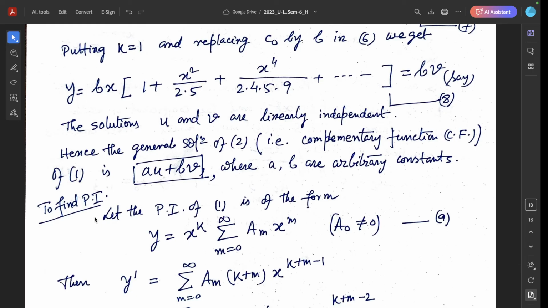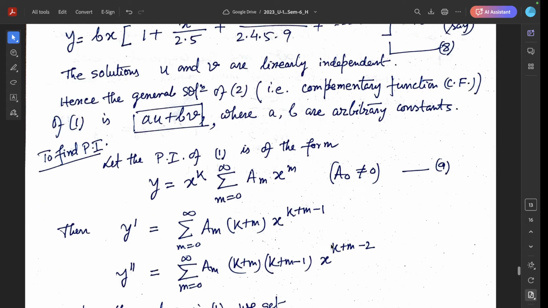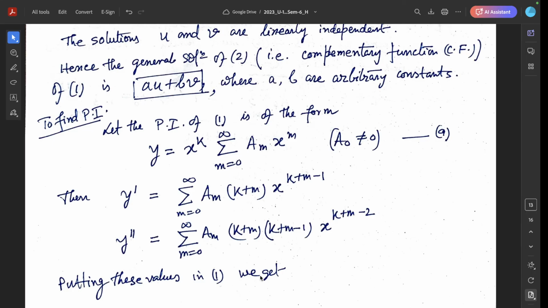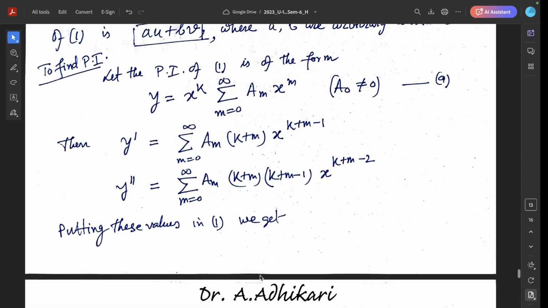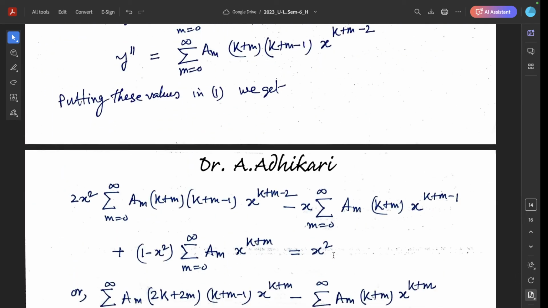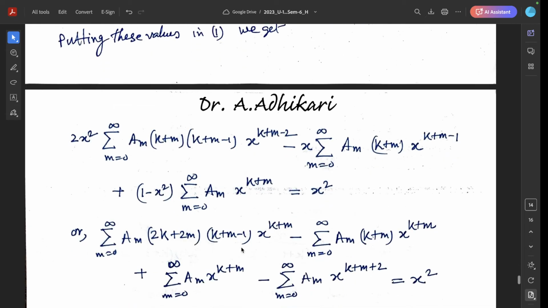Next, to find the particular integral, let the particular integral of equation 1 be of the form y equal to x to the power k summation m equal to 0 to infinity a_m x to the power m, with a0 not equal to 0. Then find y dash, differentiated with respect to x, y double dash, and putting these values in 1, we get this equal to x square.